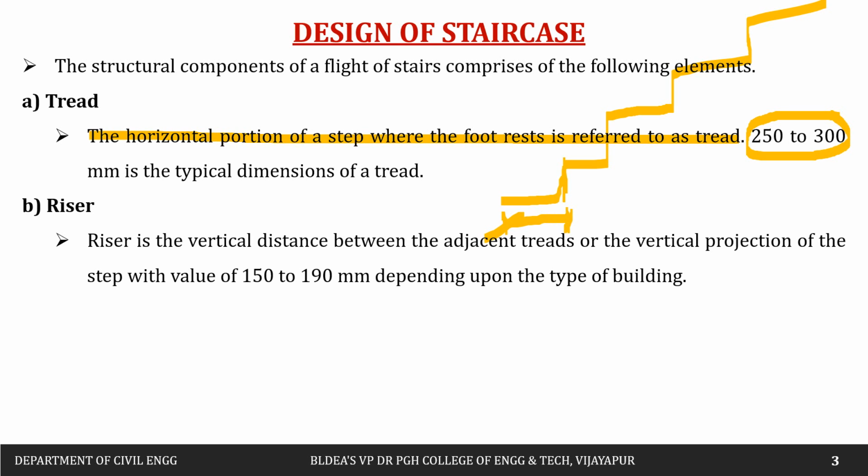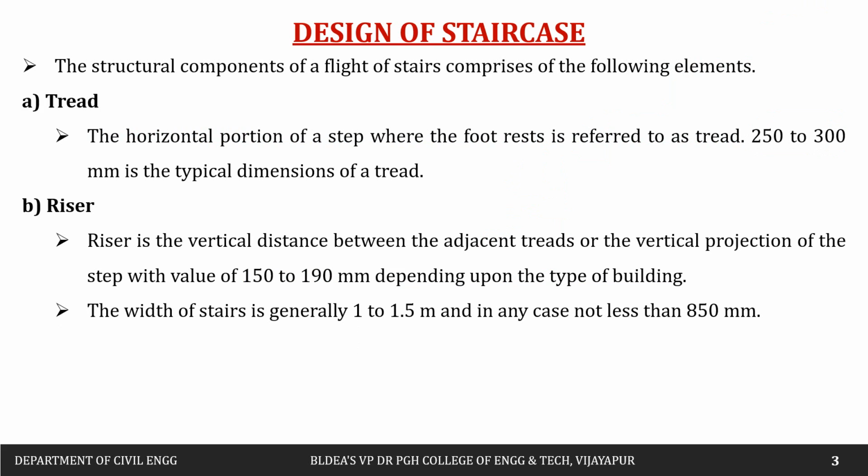Riser is nothing but the vertical distance between the adjacent treads. So if you see, this is the tread, this is the tread. The vertical distance between these two treads is called a riser. Its value is going to vary from 150 to 190 mm depending upon the type of the building. If you increase the depth, then it becomes very difficult to move from one tread to another.